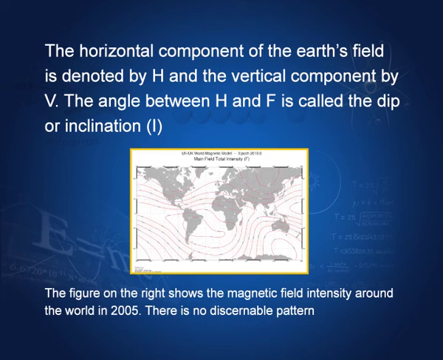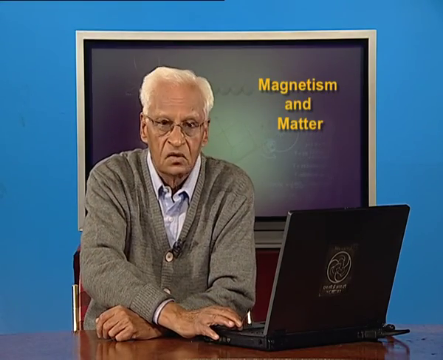The figure shows you the magnetic field intensity around the earth in 2005. You can go to this site and see this map, and what you see is that there is no set pattern or any discernible pattern that this horizontal component has, and this is because of the fact that the magnetic field keeps varying all the time.